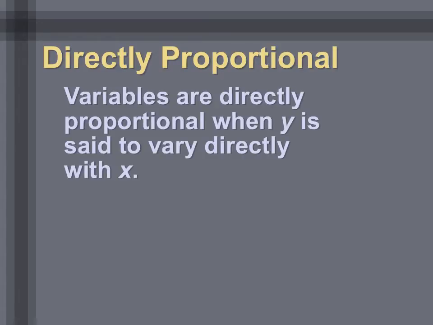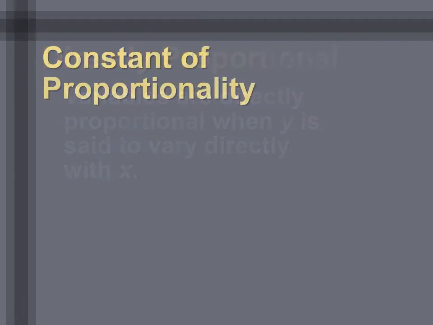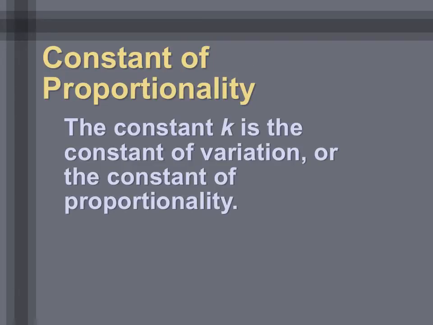We also say it's directly proportional. So variables are directly proportional when y is said to vary directly with x. So y divided by x is always the same number. Whenever you divide y over x and you keep getting that same number over and over again, that same number is called k, constant k. We call that k value, the number that you always get, the constant of variation, or the constant of proportionality. It's called the same thing, so you'll need to know both terms.